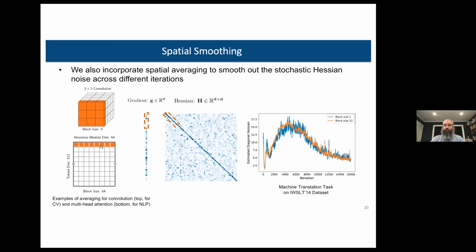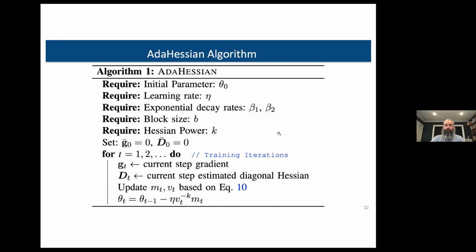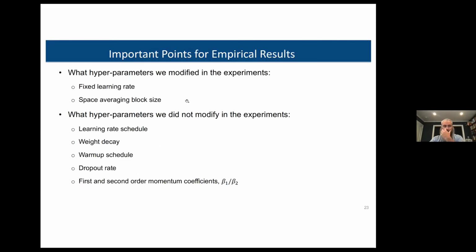So this is how denoised this step is. We treated that as a parameter to modify. Things that we did not modify in the empirical results I'll show you: the learning rate schedule, we didn't touch that. Weight decay, we didn't touch that. Warm-up schedule, we didn't touch that. Dropout rate, we didn't touch that. First and second order momentum coefficients, beta 1 and beta 2, we didn't touch that. The particular first order method, which as I said is a hyperparameter, we didn't touch that.